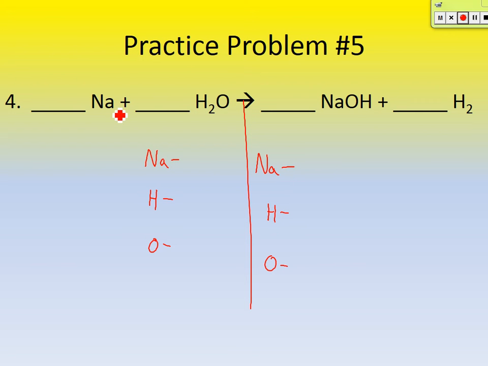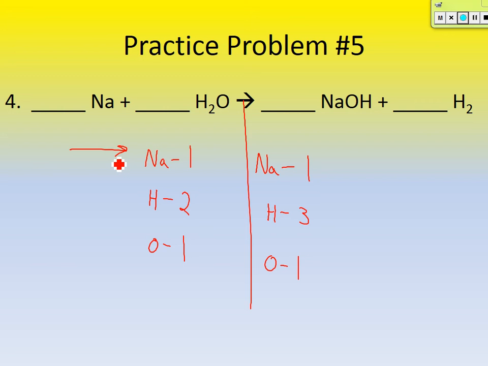How many sodiums do I have, guys? 1. How many hydrogens? 2. How many oxygens? Just 1. On the right side, the product side, how many sodiums? 1. How many hydrogens? Now be careful on this one. We have 1 right here, but then you have 2 over here. So what's 1 plus 2? 3 hydrogens. How many oxygens? Uno. Okay. Now we look across.